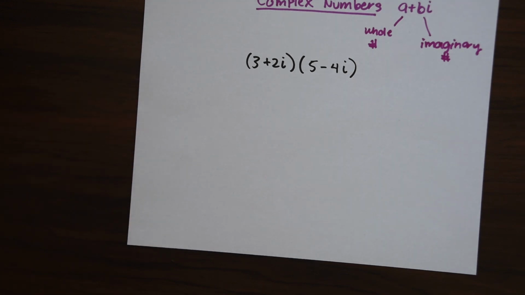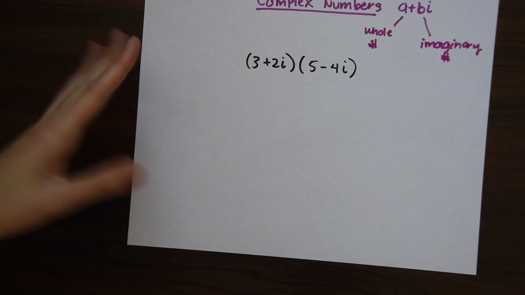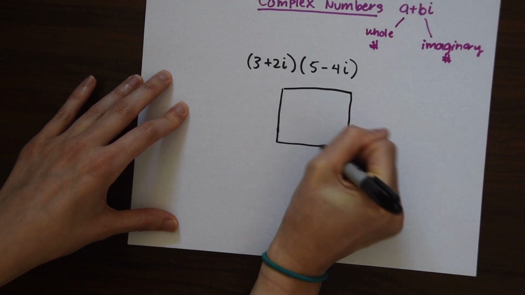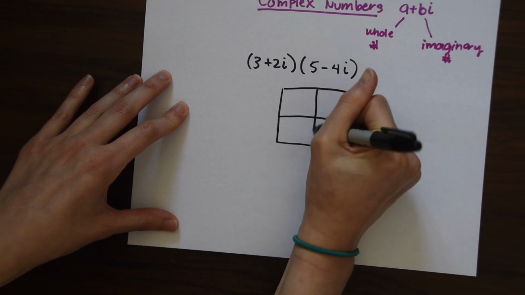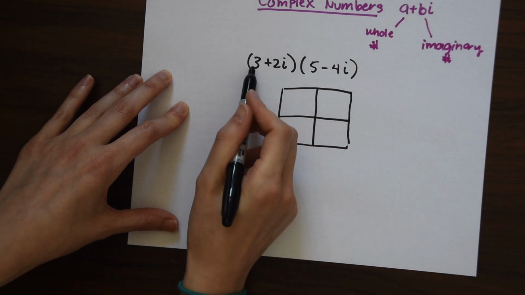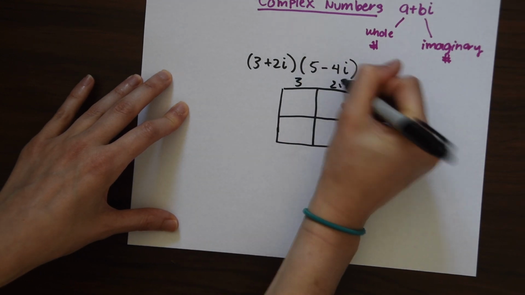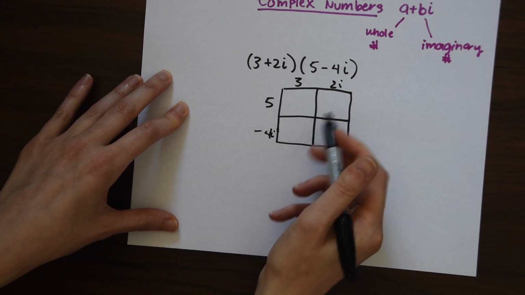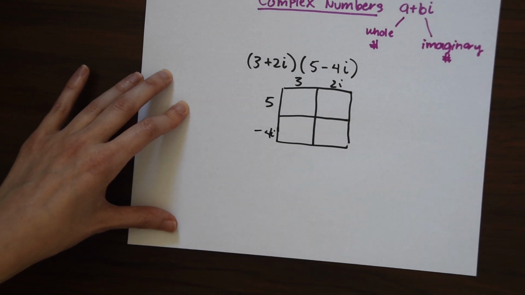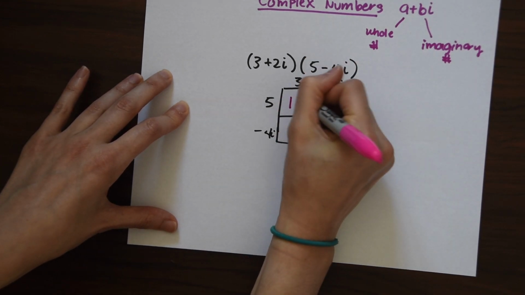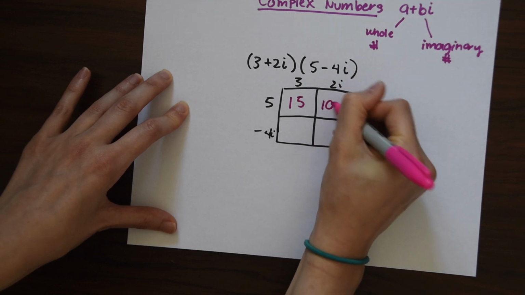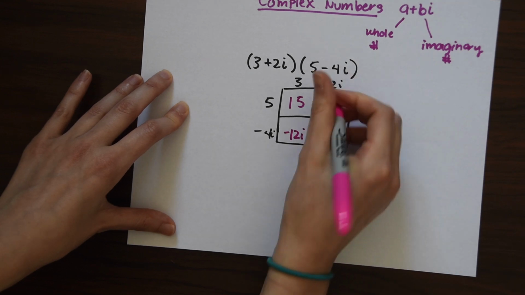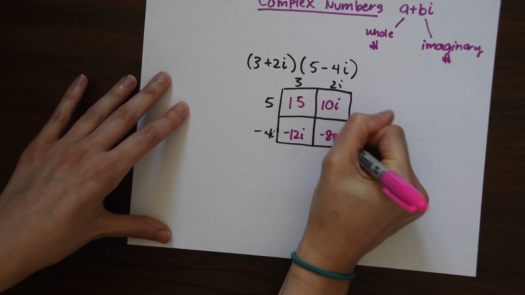So we're going to be multiplying this like any other binomial. There are different methods you can do. I'm going to do the box method here because I know a lot of people like that, so let's draw a box with each term for each square. Over here we'll have 3 and 2i, and then over here we'll have 5 minus 4i. Now we're just multiplying these together. 5 times 3 we get 15, 5 times 2i is 10i. Negative 4i times 3 is minus 12i. 2i times minus 4i is negative 8i squared.